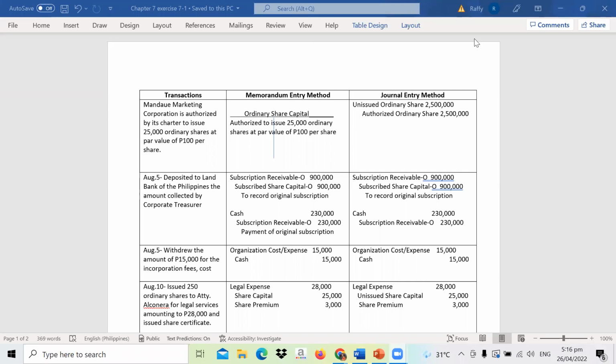This is 7-1 on page 308. The background of the problem you have here, Mandawi Marketing Corporation is authorized by its charter to issue 25,000 ordinary shares at a par value of 100 per share. And the incorporation papers were already approved by the Securities and Exchange Commission. You do have 3 incorporators who signed the articles of incorporation and made subscription and payment. Again, we are now allowed to form a corporation with less than 5 incorporators as long as it is not more than 15.